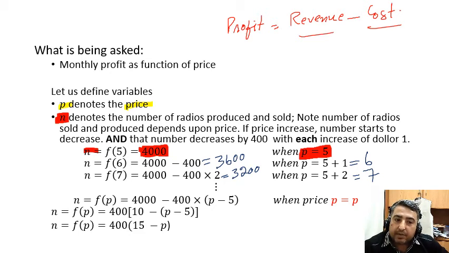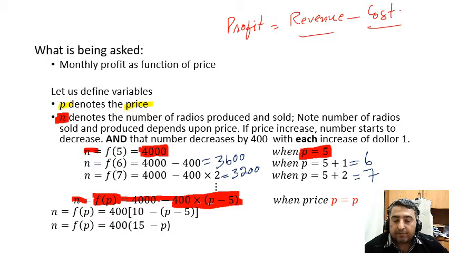So this can be rewritten into this formula. N as a function of P is 4000 minus 400 times (P minus 5). So when P is 6, this bracket term will be 1. When P is 7, this bracket term will be 2. And when P is 8, this bracket term will be 3, and subsequently this 1, 2, 3 will be multiplied by 400 and subtracted from the original 4000.